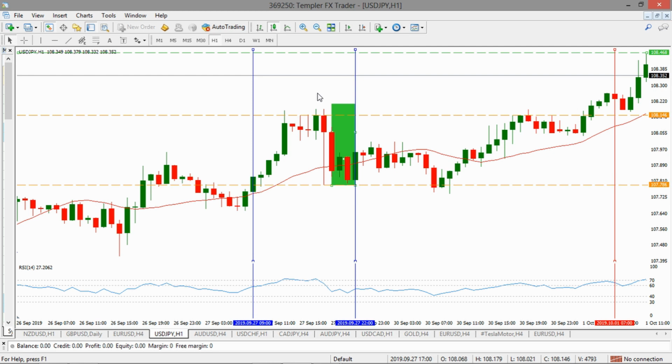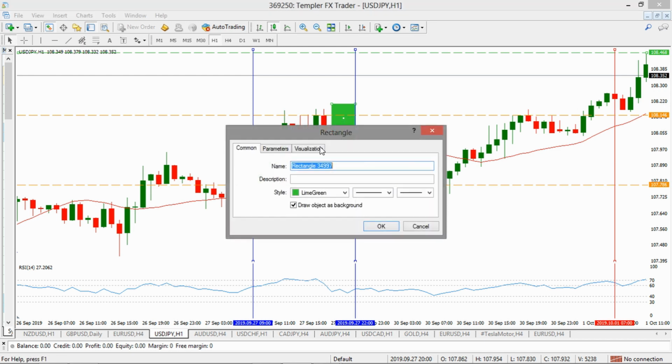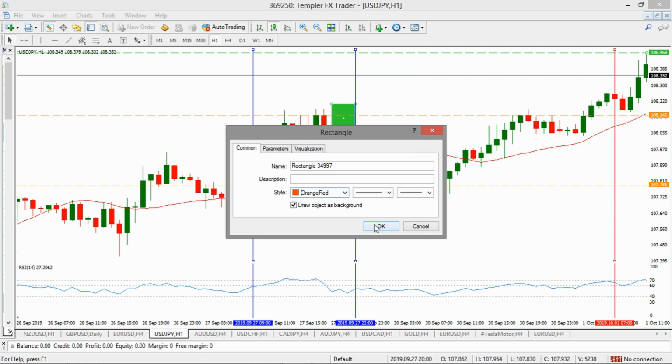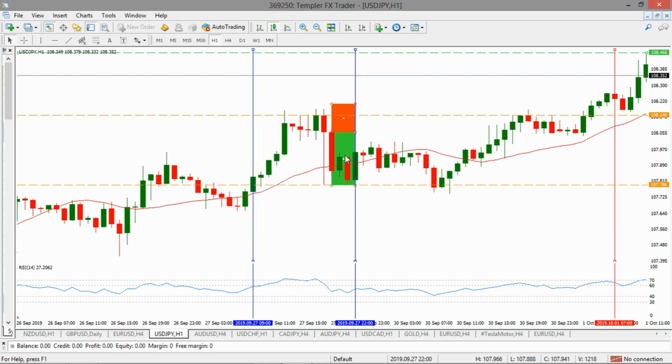You should be more focused. You should be more clear when you're making your rules. Go ahead and open the properties and color that orange red, or yeah, it's just the same.